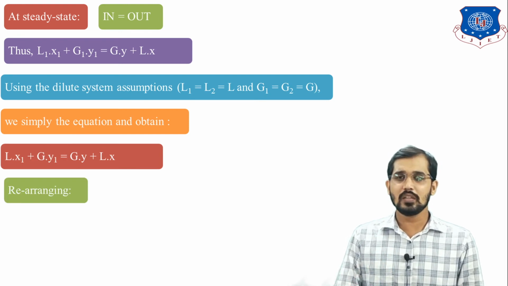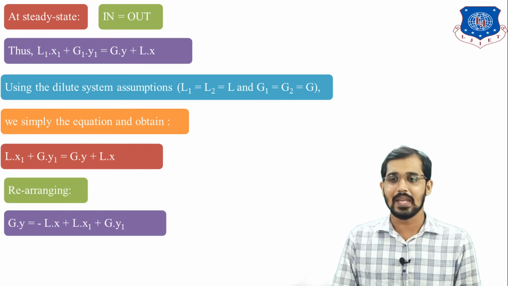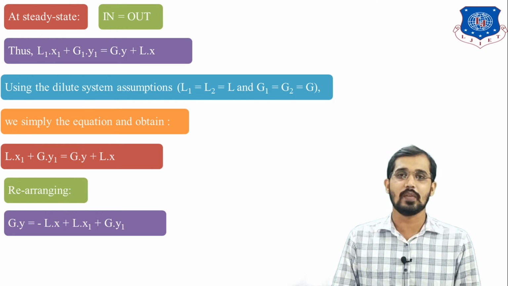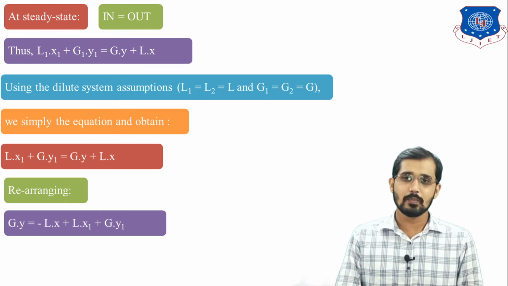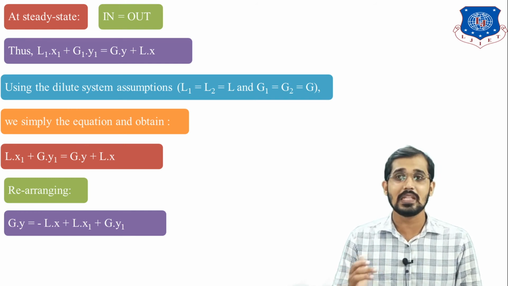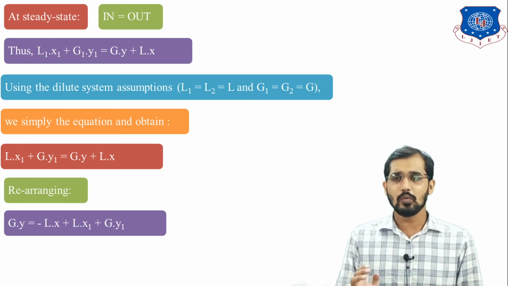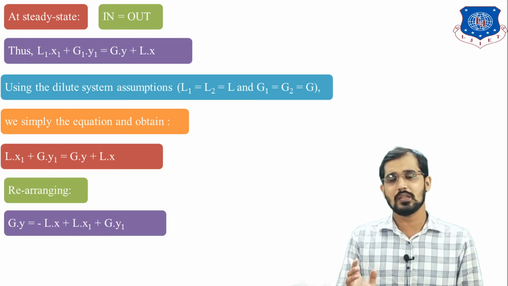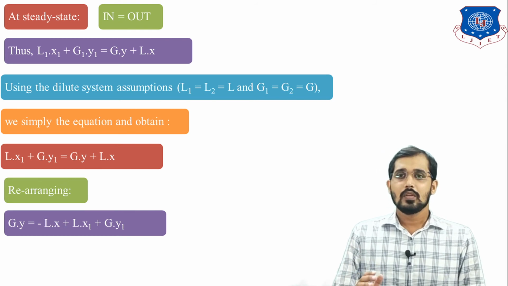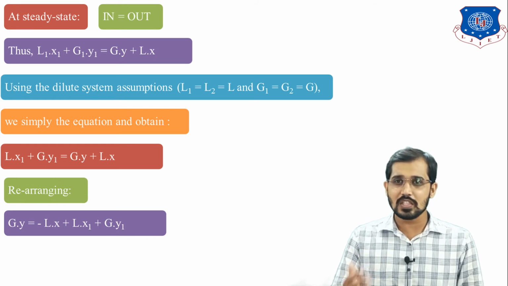Just rearranging the above equation, you will get like this: Gy is equal to minus Lx plus Lx1 plus Gy1. Why we are rearranging this? Because we want to convert this equation into the equation of the line, that is nothing but y is equal to mx plus c. I told you we have to write this equation in y is equal to mx plus c. So you can just see here.